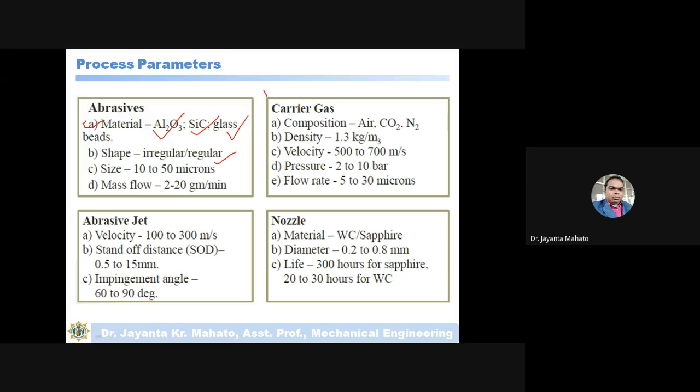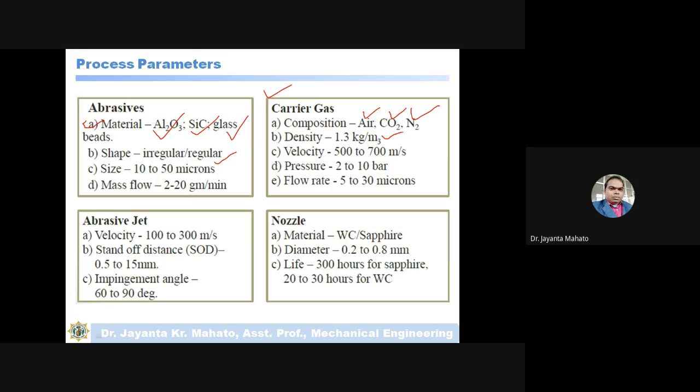Carrier gas is also one of the process parameters. You can control the carrier gas. You can use either air, carbon dioxide, or nitrogen. Okay, these different gases you can use. Oxygen is actually not used, as I told, because oxygen can react with either the abrasive particles or the workpiece material, and chips of the workpiece material.